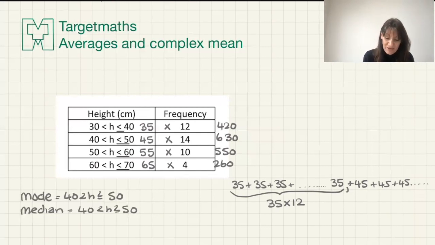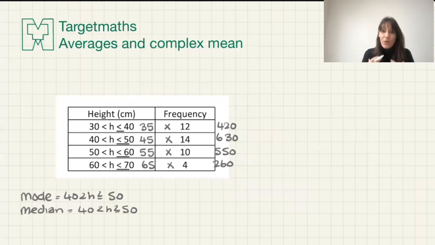If I want to add them all up and get a total of how many are there, add them all up, then I have to do a final addition here where I do all those individual totals and get a grand total here.